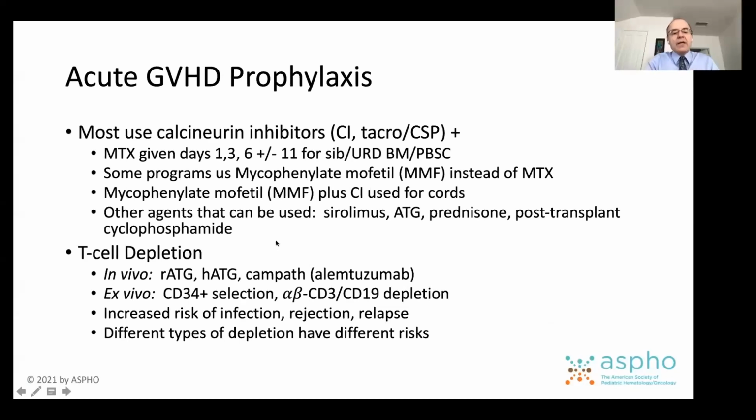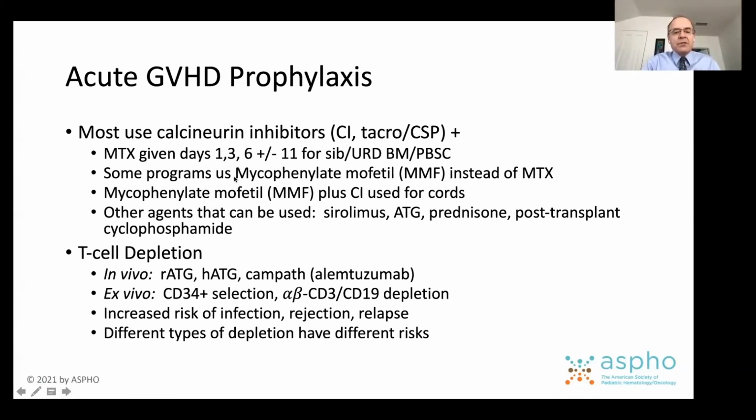Our most common way of doing GVHD prevention is using calcineurin inhibitors. We need to give some sort of prevention or everyone will get GVHD, so we are very careful about this. Calcineurin inhibitors include tacrolimus and cyclosporin. Generally, they're given along with methotrexate on day 1 through 6 and maybe 11.